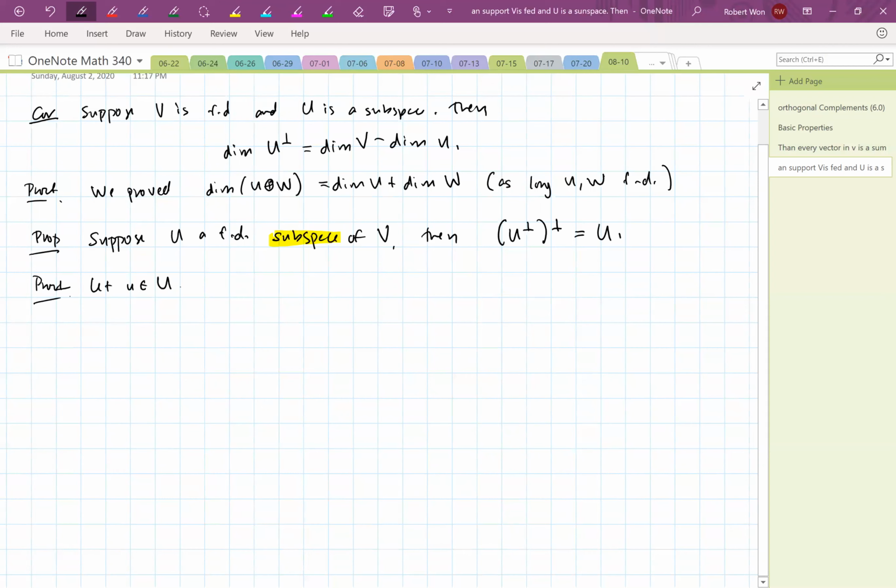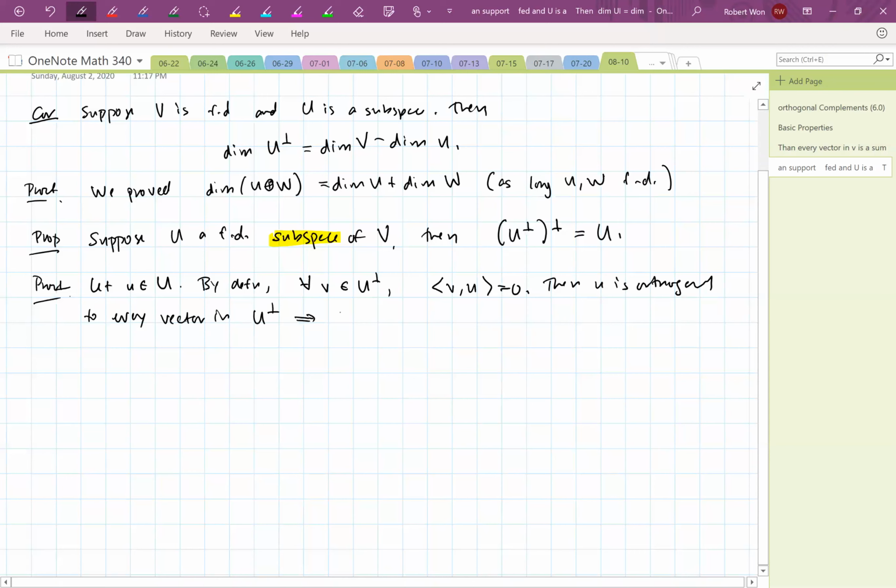So let u be in U. Then, by definition, for every v that's in U perp, the inner product of v and u is 0. Which means that u is orthogonal to every vector in U perp. Which means that u is in the orthogonal complement of U perp. So this means that U is a subset of U perp perp.